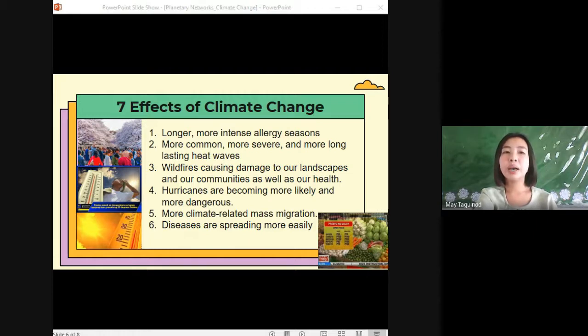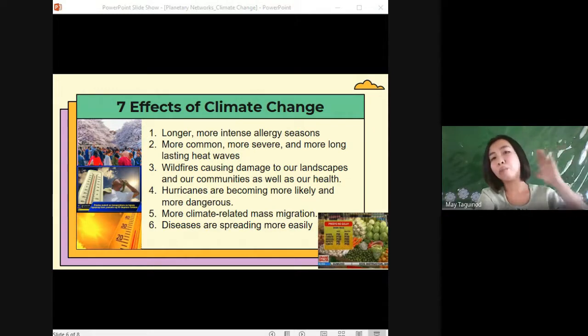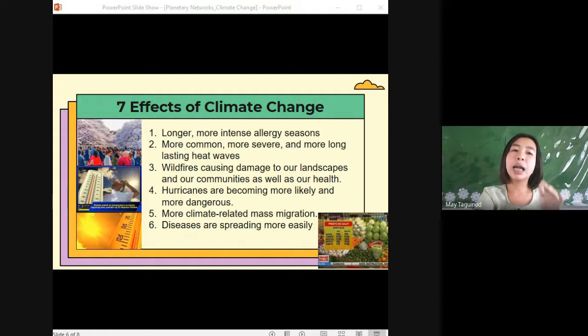Next, we have hurricanes becoming more likely and more dangerous. Around the world, average sea surface temperatures are rising. As seas get warmer, they add more water vapor and heat energy into the atmosphere. This extra heat and water just happens to be the perfect fuel for hurricanes, and in the right conditions can make dangerous storms even more powerful.